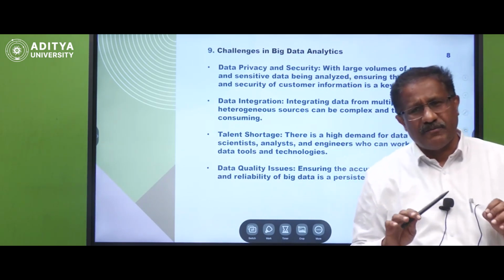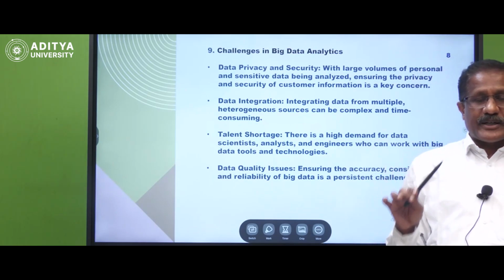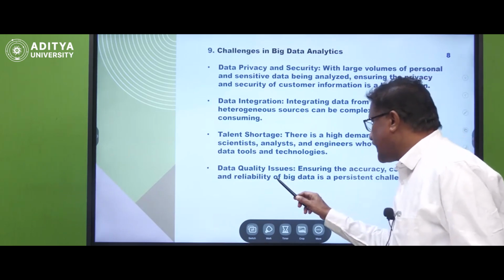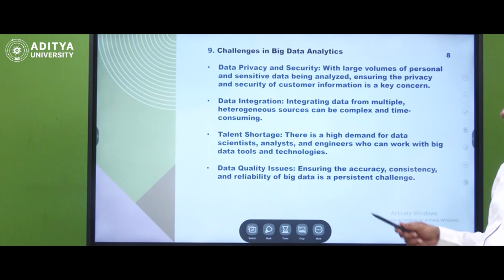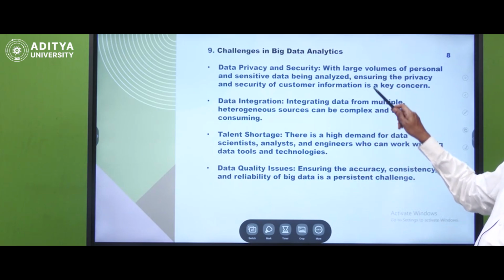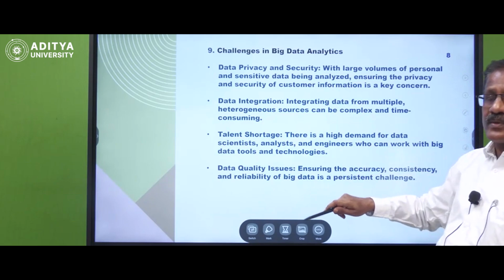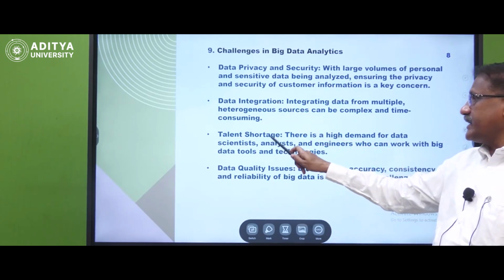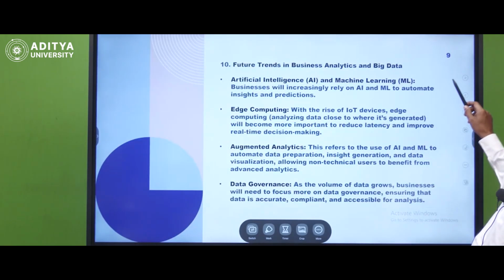If a business is not maintaining quality, then automatically that business goes down. Here, with data quality issues, whatever data we are collecting and integrating, if it is not accurate, or not consistent, or not reliable, then it is the biggest challenge of big data analytics. What are the challenges here? Data privacy and security, data integration, talent shortage, data quality issues. These are all the challenges we have seen.